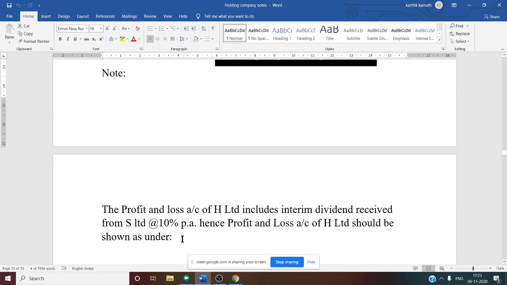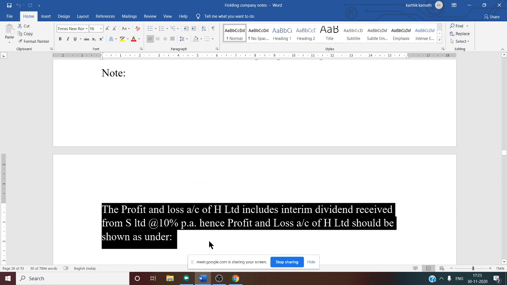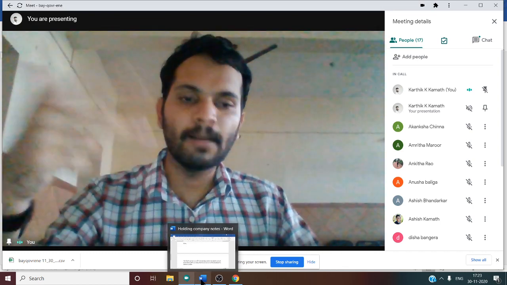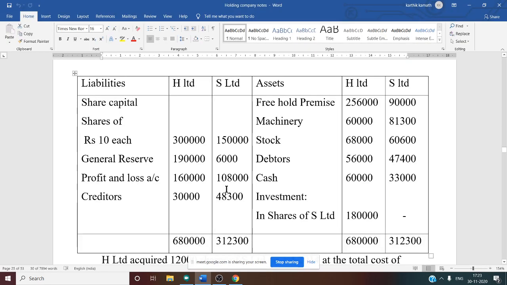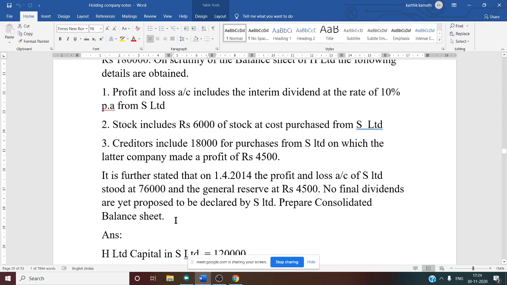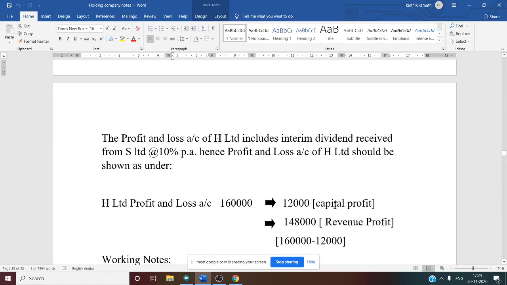Then there is one note mentioned. The profit and loss account of H Limited includes interim dividend received from S Limited. That we know, it is given in the adjustment at 10% per annum. Hence, the profit and loss account of H Limited should be shown as under. Now we have to divide the holding company profit and loss account. The profit and loss account of the holding company is 1,60,000, that is H Limited's profit and loss account. From 1,60,000, there is 12,000 interim dividend, that is a capital profit.